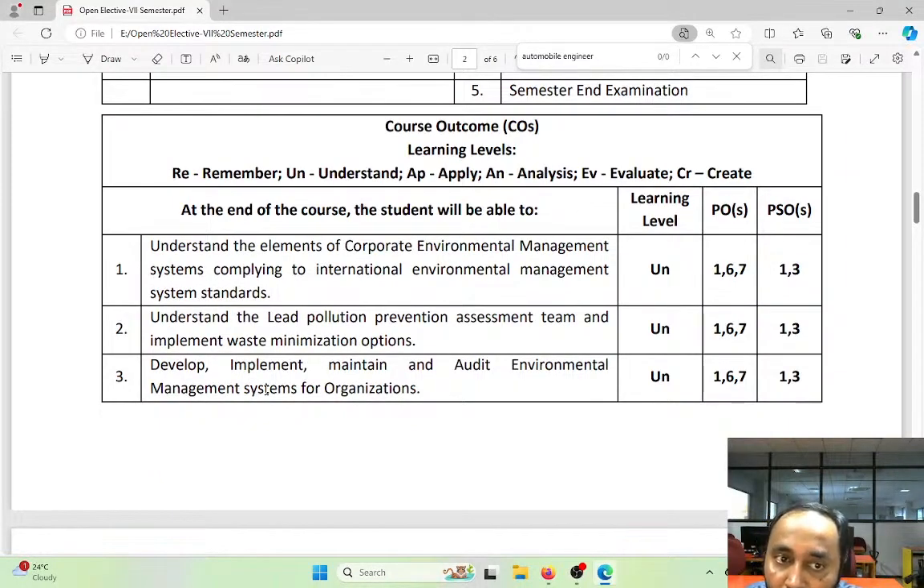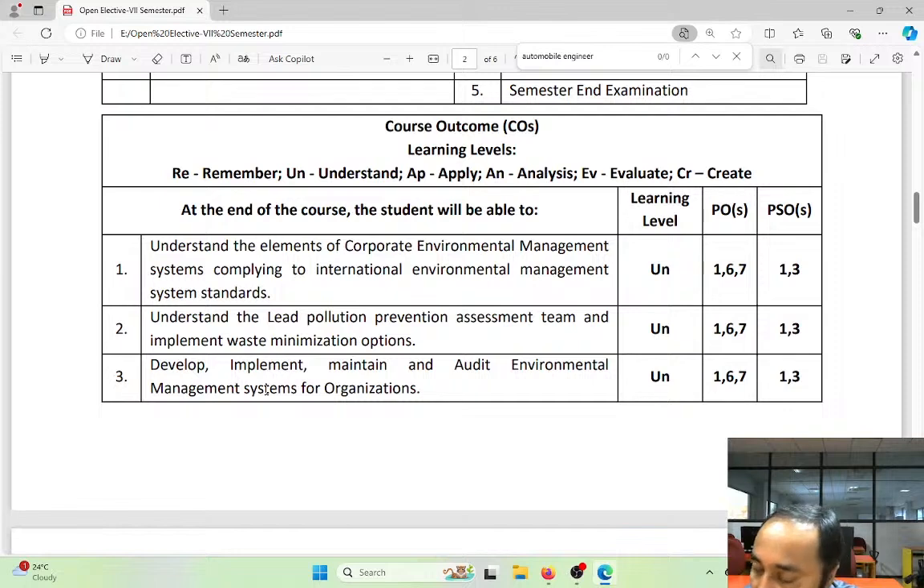And then after learning this subject, you are going to understand what the elements are that are present in the environmental management system, how to compile this, and the second thing you are going to understand is the assessing team and how they are going to provide you some options related to the waste that is going to be minimized, and the third thing is how you are going to audit it. So these are the three outcomes that you are going to get.